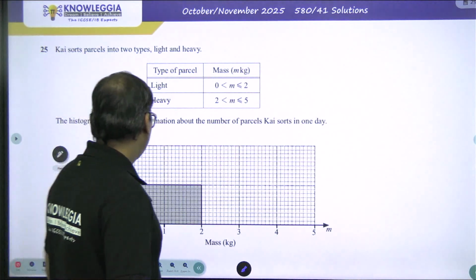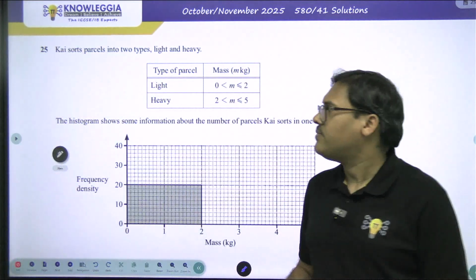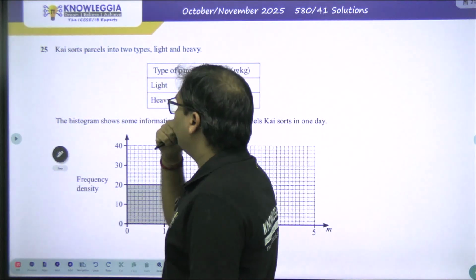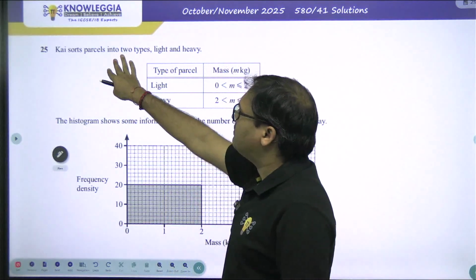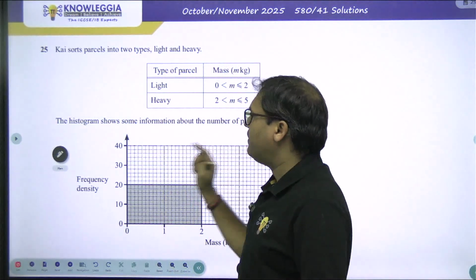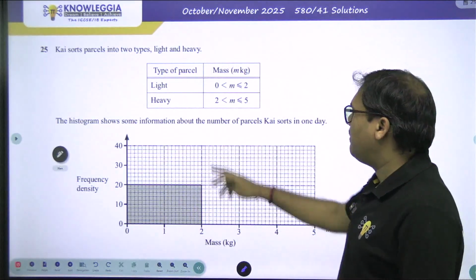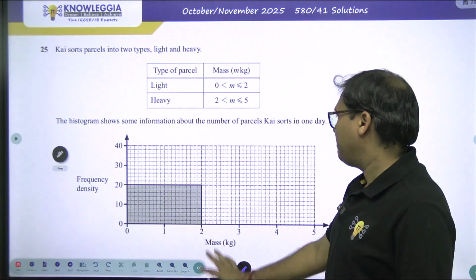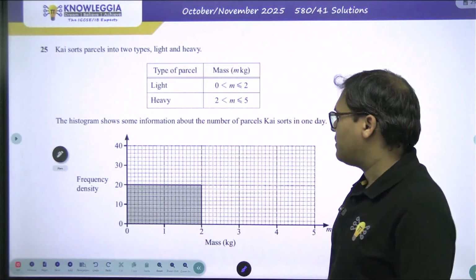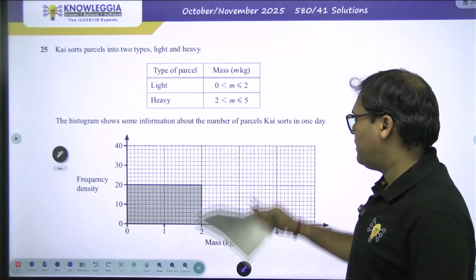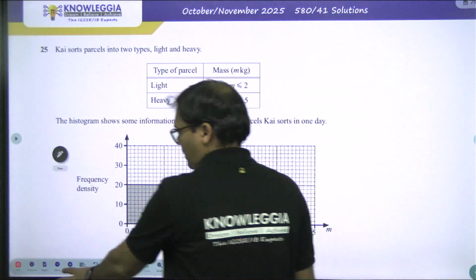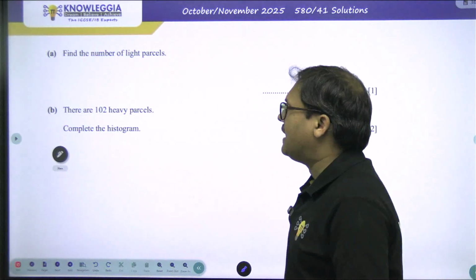Okay. So now the next question on the histograms. Sky sorts into two types, light and heavy. The histogram shows the information here. This is light and heavy is this. Mass is between 0 and... Okay, so let's see the question. Find the number of light parcels.